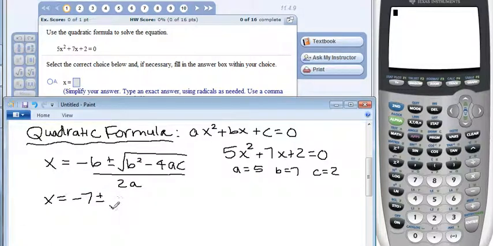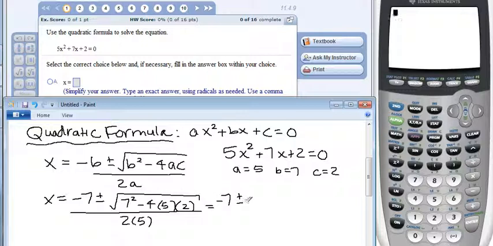All right, so plus or minus the square root, we've got b squared, so we have 7 squared, minus 4 times a is 5, times c, and c is 2. And this is all over 2 times a. Okay, so that's how we plug in our numbers into the formula. And now it's a matter of simplifying. That's always the hard part.